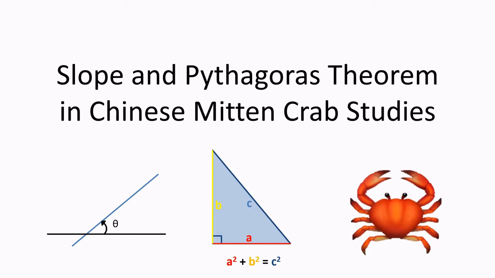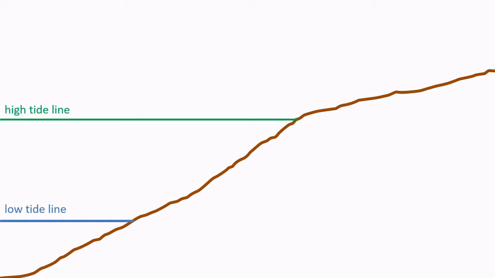Now, we are going to talk about how the mathematical concept of slopes and Pythagoras' theorem could be applied in studying Chinese mitten crabs. First, I would like to tell you a little bit about the behavior of Chinese mitten crabs. Apart from migration, burrowing is another significant behavior of Chinese mitten crabs. Burrowing is to create a hole or tunnel into the ground by animals to make a suitable environment for habitation. Meaning, the crabs will dig a hole and live inside the hole.